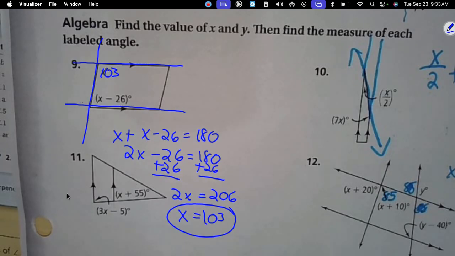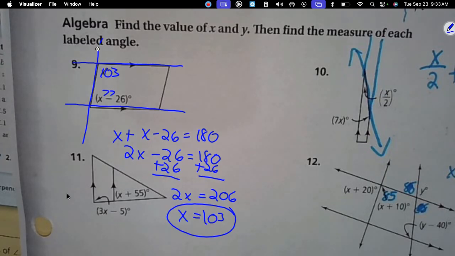Okay, so minus 26 from X, and X is 103. You could do 103 minus 26, or you could do 180 minus 103. Is the reason that line, the one that cuts through it, is that because all those numbers are on that side? What, this one right here?